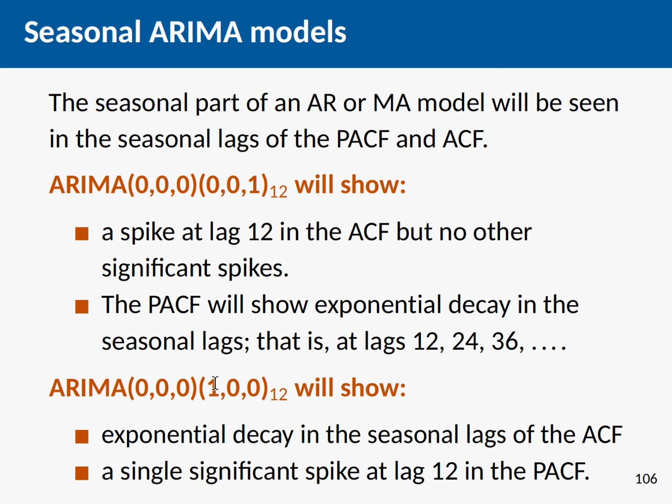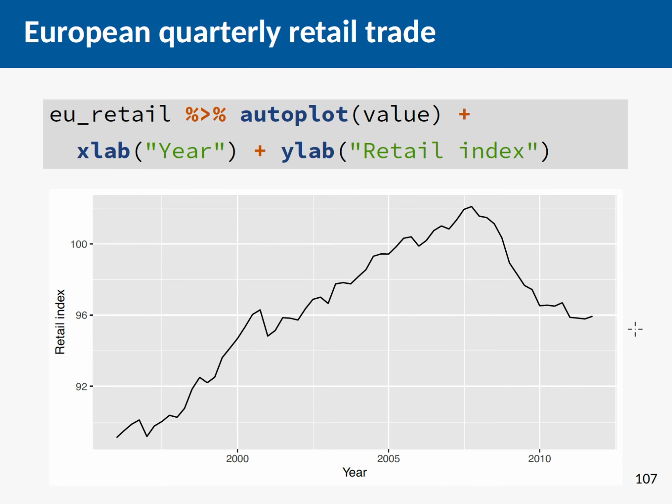If you had a model which had an AR component, instead of an MA component, you would see an exponential decay in the seasonal lags of the ACF, but a single significant spike at lag 12 in the PACF. Okay, but with more practice, you're able to see these.